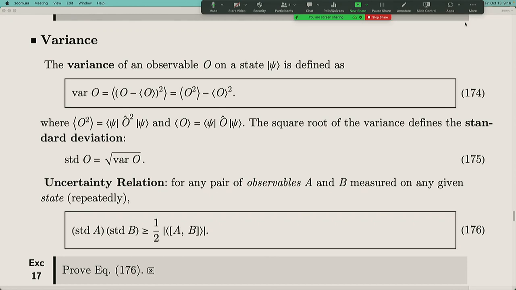And you can expand things and follow the statistics. You can show that it actually has a simpler equation, which is to first compute the O squared average and then subtract the O average squared.